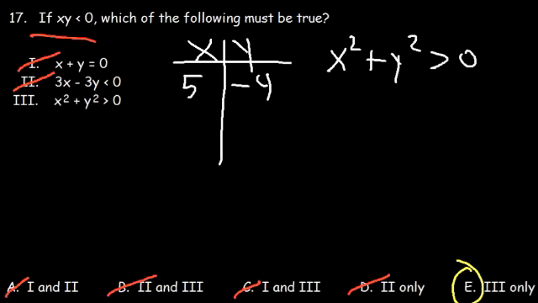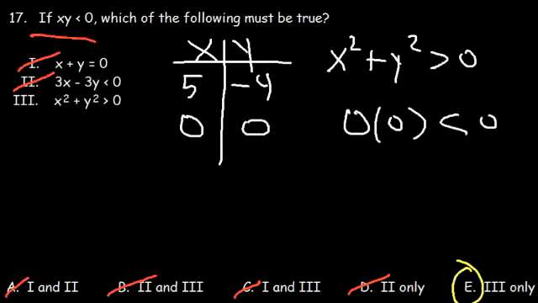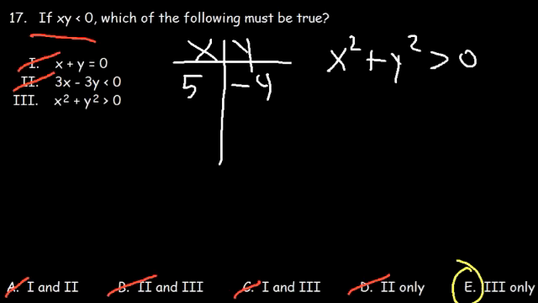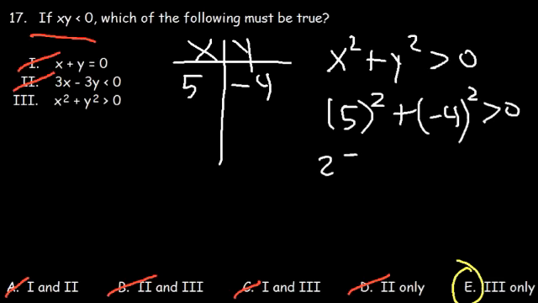And we can't use 0 for x and y, because let's say if we chose 0, 0. 0 times 0 is not less than 0. It equals 0. So we can't use 0 for x or for y. So which means x and y has to be a number other than 0, which means number 3 will always be true. So if we plug in 5 and negative 4, we're going to get 25 plus 16, which is greater than 0.